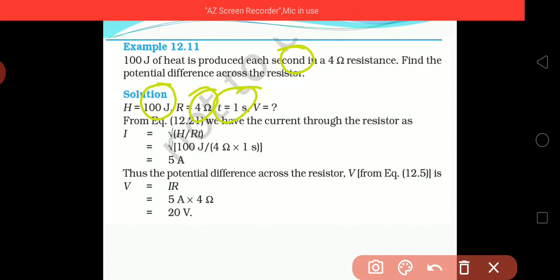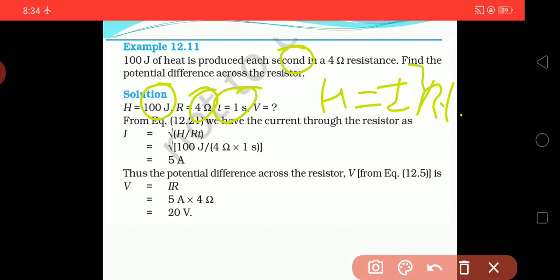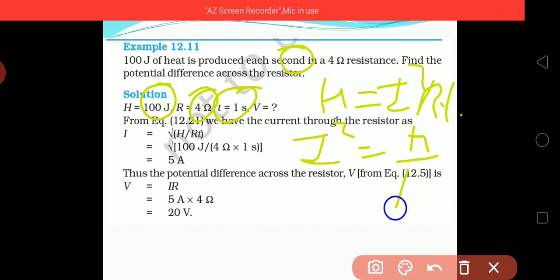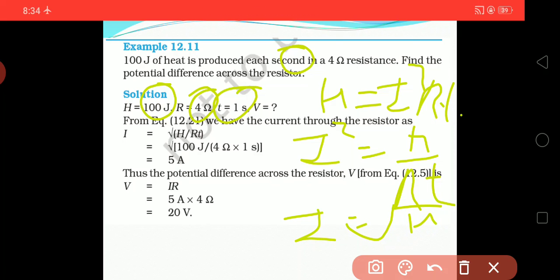Okay, we have a formula H is equal to I square R T. In that we have taken I square as the subject of the equation, so it will be H upon R T. Now if we remove the square, then it will be a square root on the right hand side. So it will be square root of H upon R T.